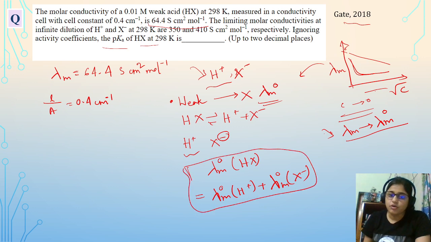Sometimes these values are given straightforwardly for H plus and X minus, but sometimes they are not given. It is given like that: for HA, the lambda m value is given. This is a strong electrolyte, and AX.